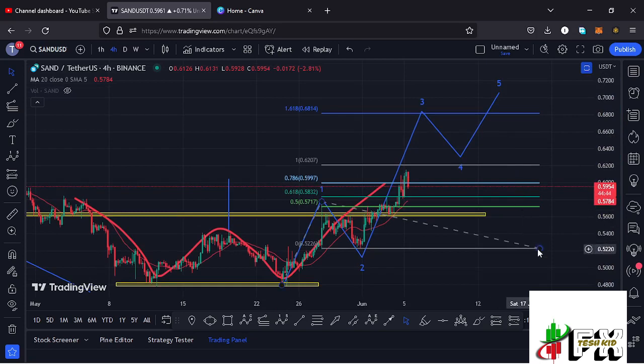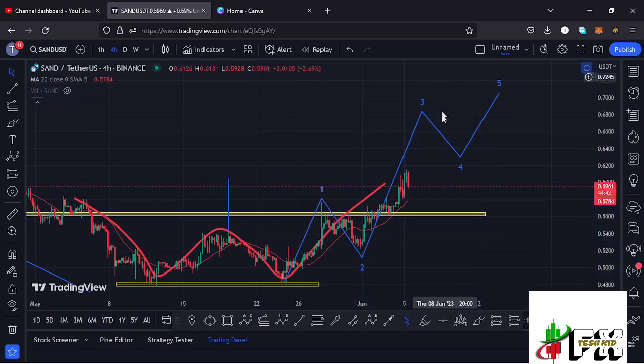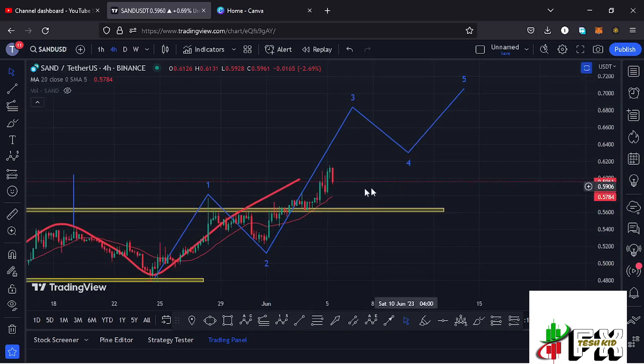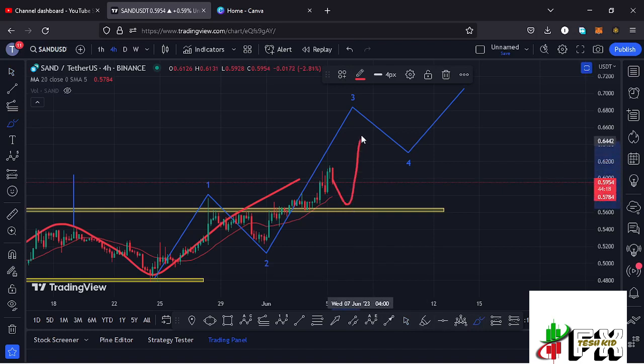And in case we see a bit of a retracement over here on the charts, then we can expect our key area of support at around the $0.5633 mark to give us support. And once we find support on that area, then we can expect a massive bounce to the upside to fully maximize our minimum target areas in the formation of that wave 3 at around the $0.6838 mark. And that is what I'm expecting here on the Sandbox chart.